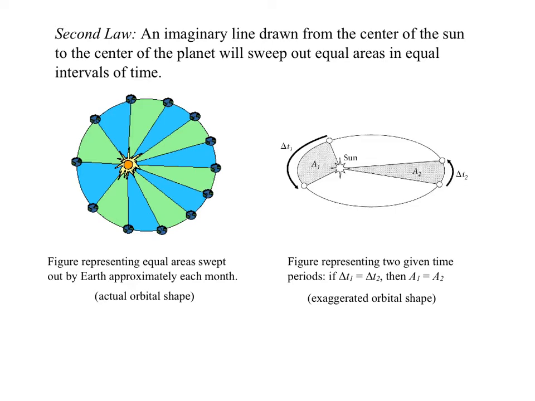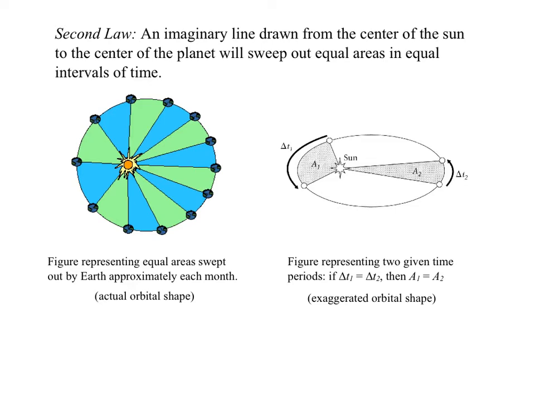So, for example, the moon around the Earth follows the same law. The Earth becomes the center, and this becomes the moon now. And the line drawn from the orbiting body to the central body is the line that we're talking about.